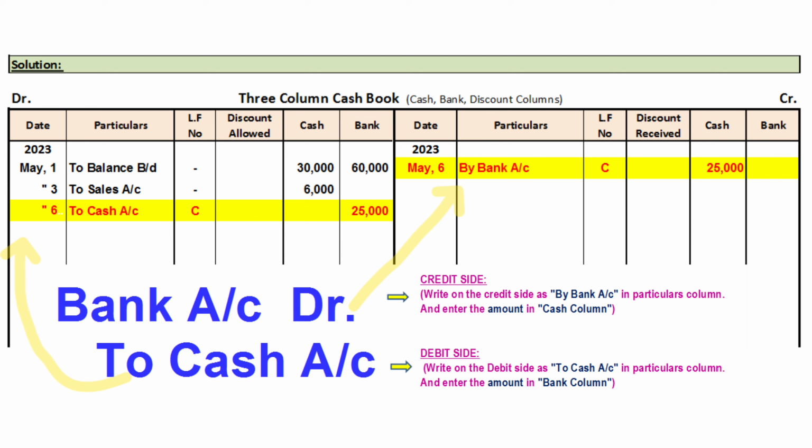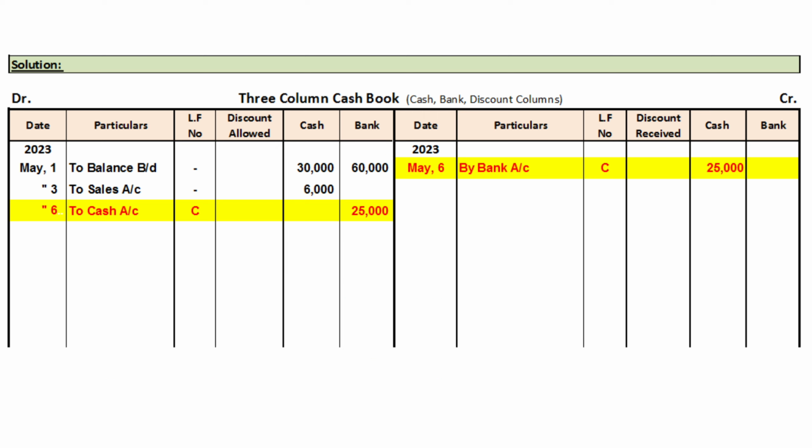The amount is recorded in the bank column when we write cash account, and the amount is recorded in the cash column when we write bank account. While recording contra entries in 3-column cash book on both sides, indicate it with the alphabet C in the LF column.